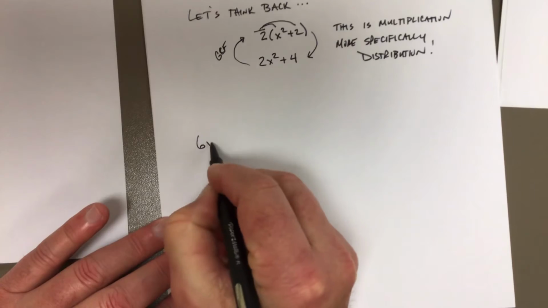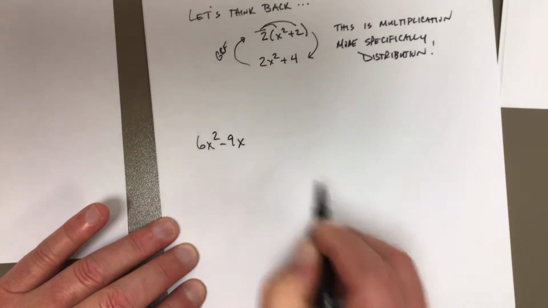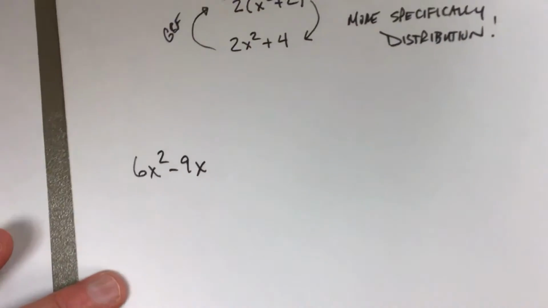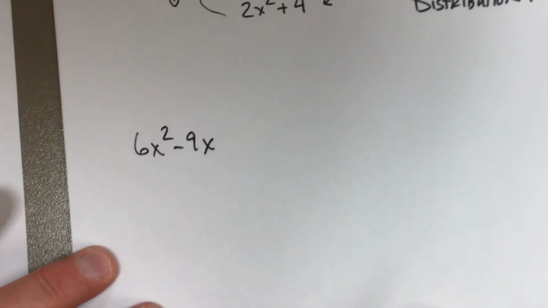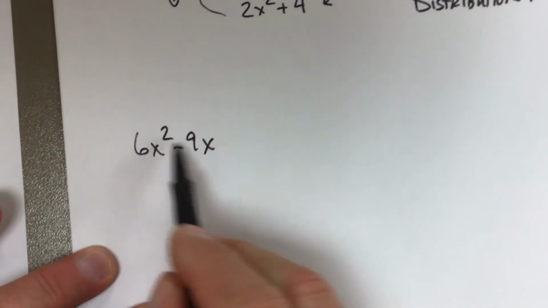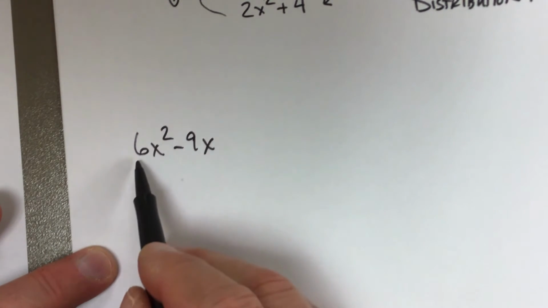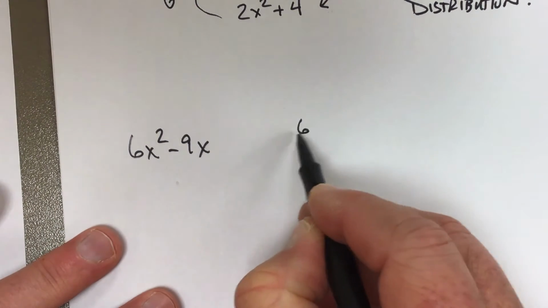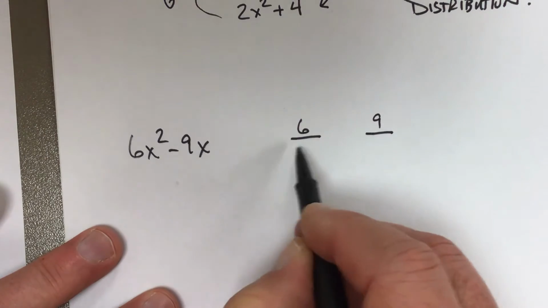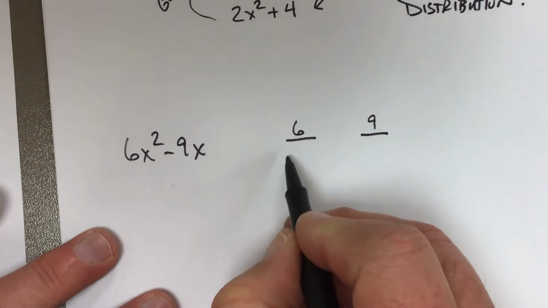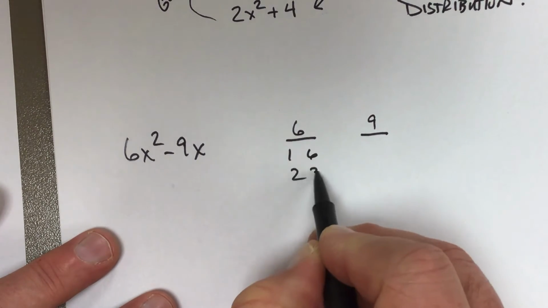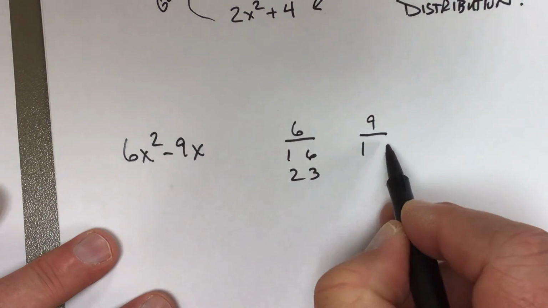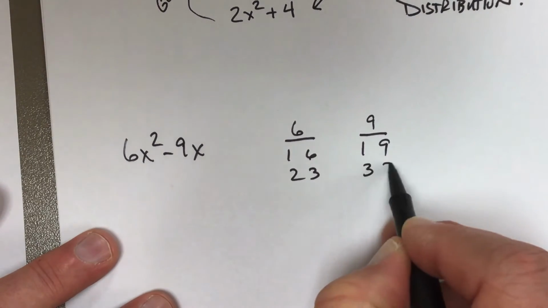If I have 6x squared minus 9x, right? So 6x squared minus 9x. You first ask yourself, what do these both have in common? What does a 6 and a 9 have in common? Some of you may have to do the old factor tree here. So 1 times 6, 2 times 3, and then 1 times 9, and 3 times 3.